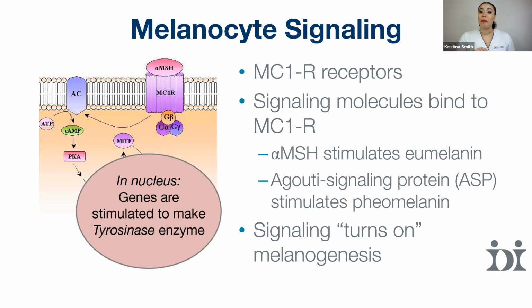So last part of signaling before we dive a little bit deeper. When that signal binds, whether it's the alpha MSH, which is again the darker eumelanin, or the ASP, which is the lighter pheomelanin, that kickstarts the production of an enzyme called tyrosinase.